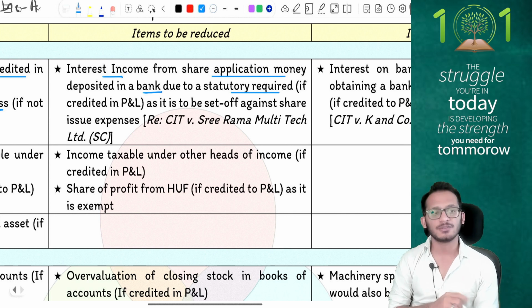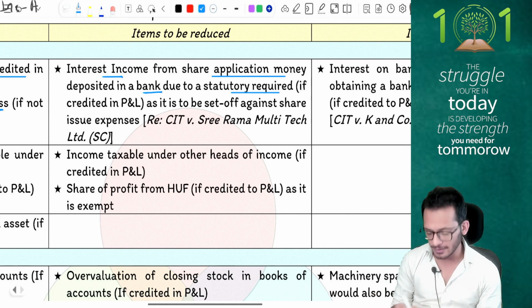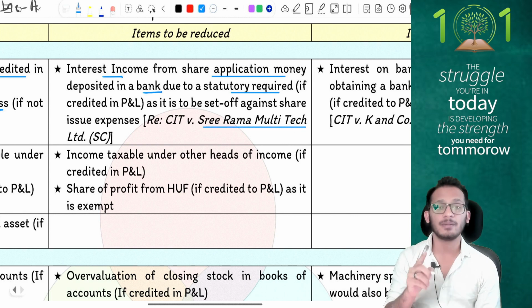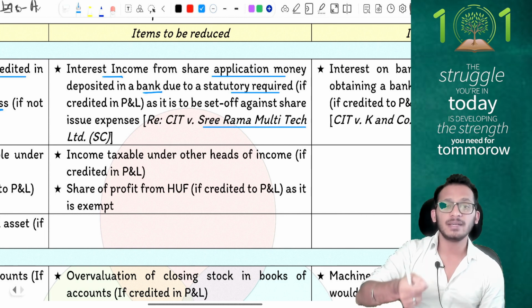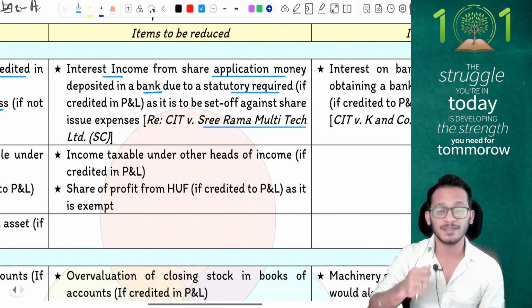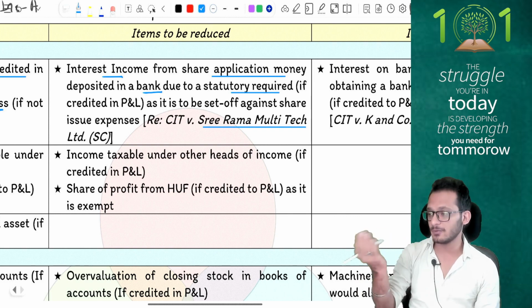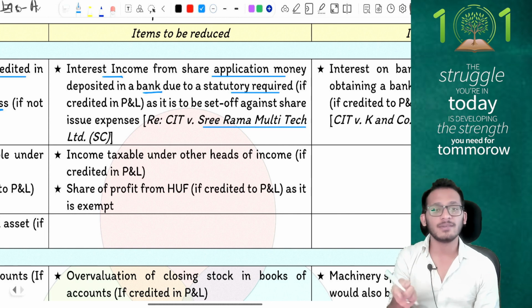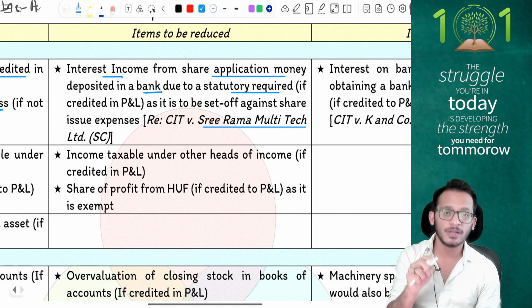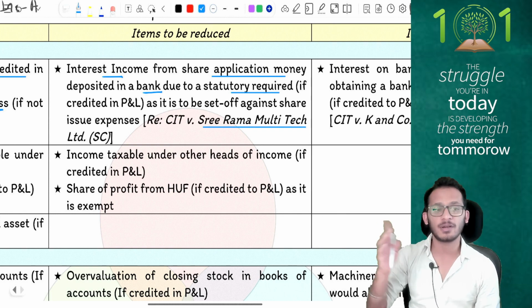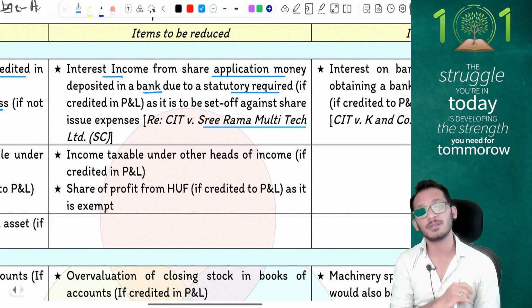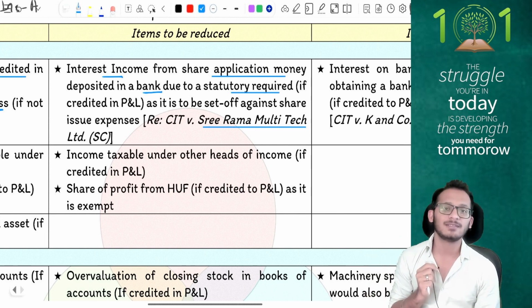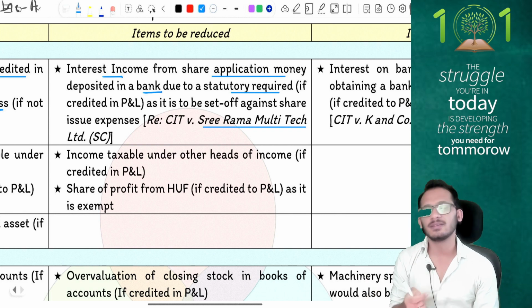This was a case law introduced by ICI, in the case of Sri Rama Multitech, clarifying that when you have incurred some share issue expenses for getting money for share application, and this money is kept in a bank account, whatever interest you get from this bank account will not be taxable under the head PGBP or IFOS. It would rather be reduced from the share issue expenses, because this interest income is directly linked to the expenses which are incurred. Yes, and therefore in this case, what will I do?